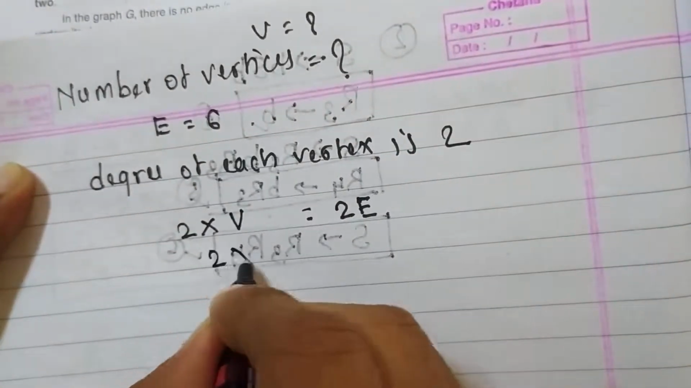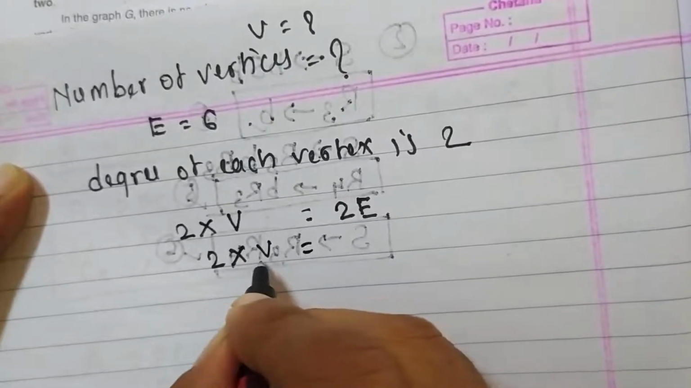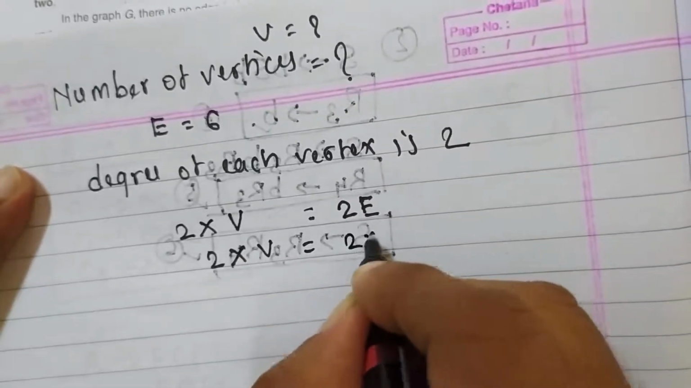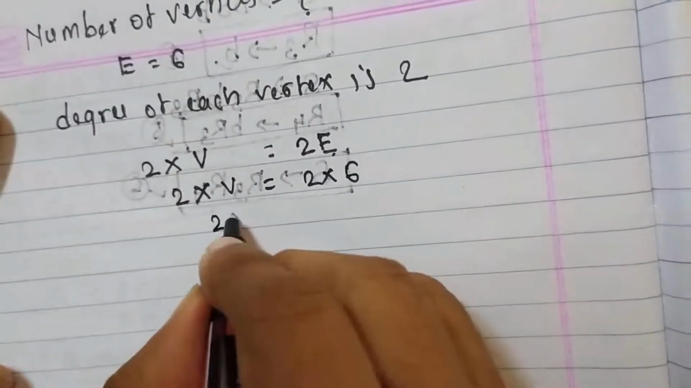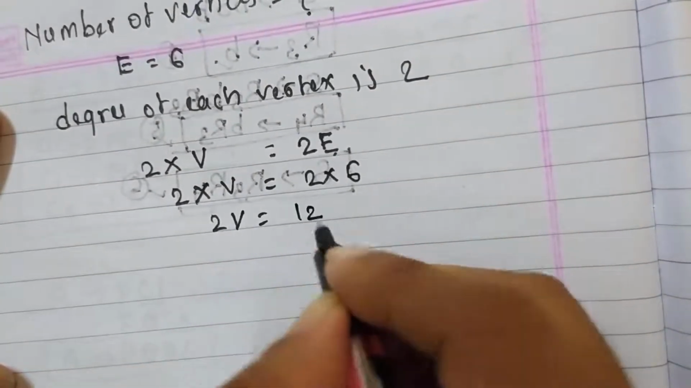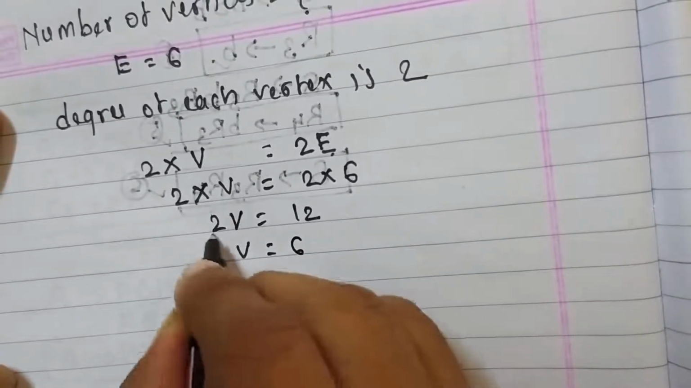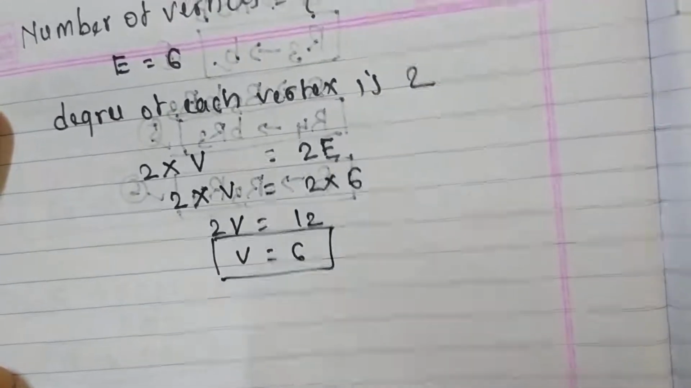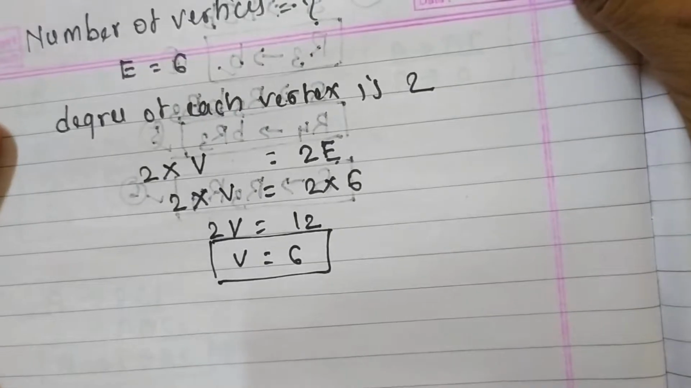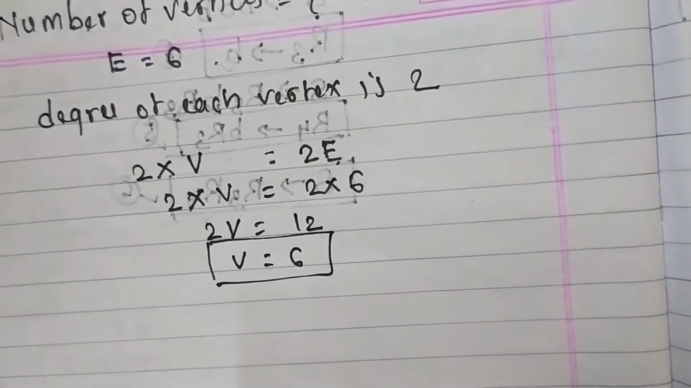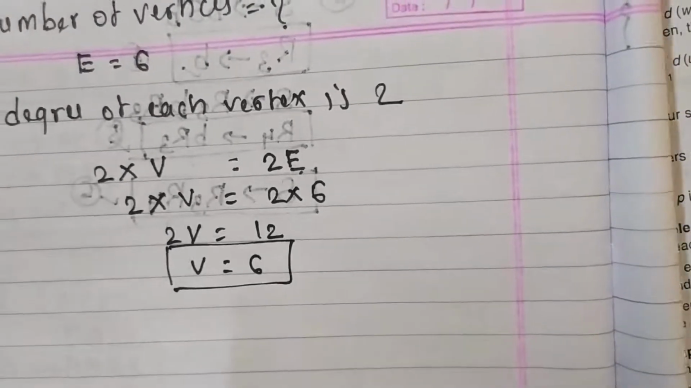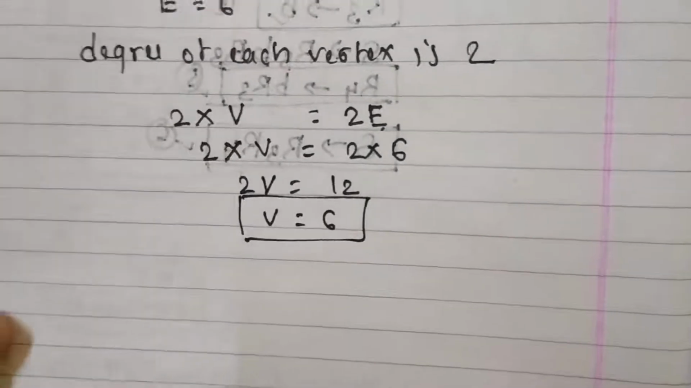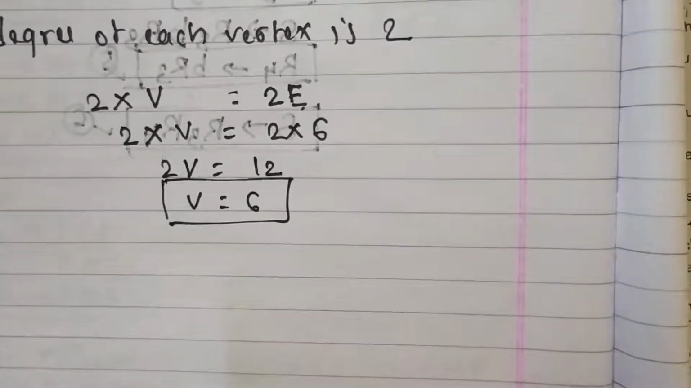So if we solve this, 2 into V, where V is the number of vertices, is equal to 2 into E, and the value of E is 6. So 2V is equal to 12, and V will be 6. So the total number of vertices present in this graph will be 6. I hope you are getting this point. If you find it difficult, you may pause this video, note this problem in your notebook and try to solve it on your own using theorem number 1.